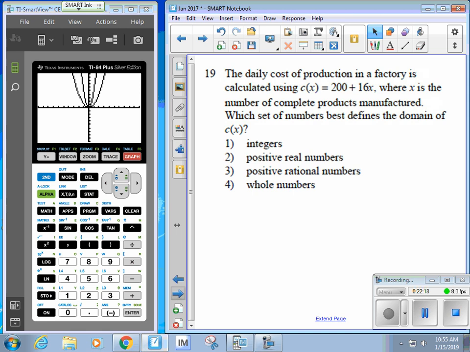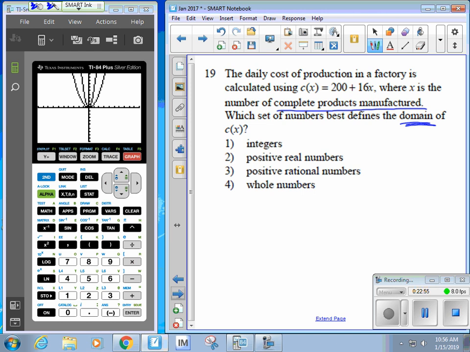Okay, 19. Looking at the choices, there's no solving here. They're just asking what type of numbers make the most sense. So this is the daily cost of production in a factory. It's calculated by using C. So cost is money. And they said where X is the number of complete products manufactured. So this could be like cell phones or computers or Hatchimals. I don't know, some kind of toy or video game system. But it's not a half-made system. So if we're talking about complete products, which numbers best defines the domain of C of X?